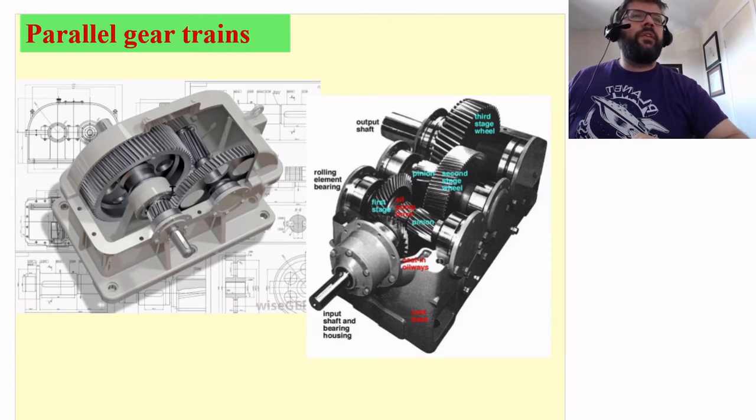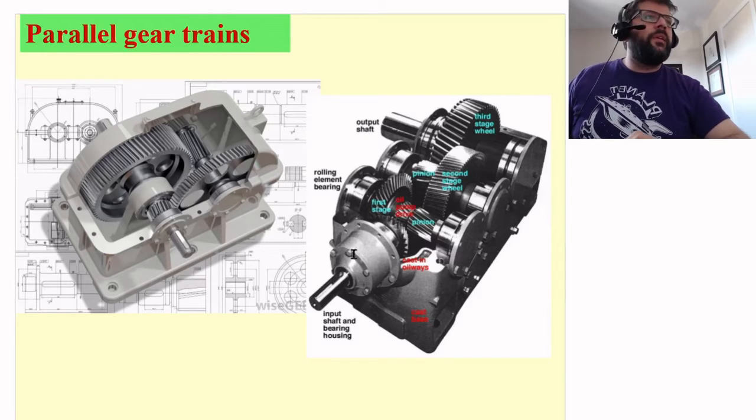So, for example, another thing is if you use an even number of stages, then your rotation direction maintains the same, goes the same way as well. So here's an example that we've got here. We also have three stages here.